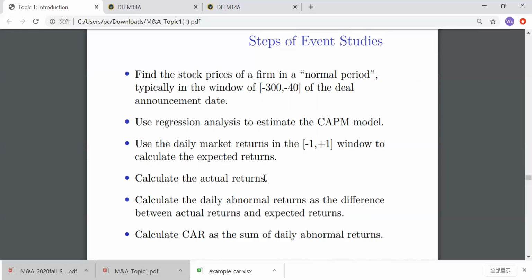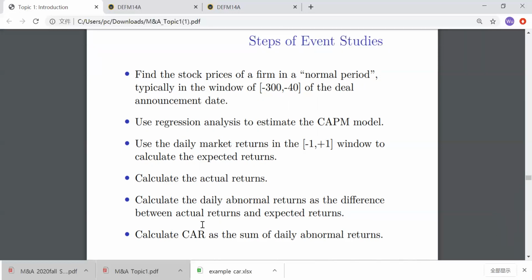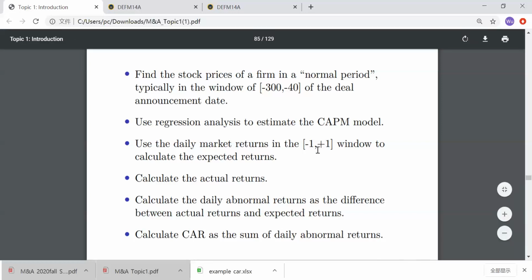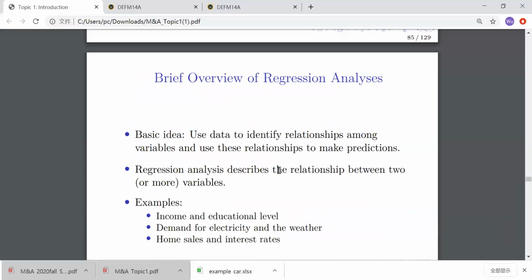Then we calculate the actual returns in this window, right? And then the difference between the actual return and the expected return is the daily abnormal return. And then finally, you calculate the cumulative abnormal return by summing up the daily abnormal returns in the 3-day window, for example, right? This is how you calculate it.